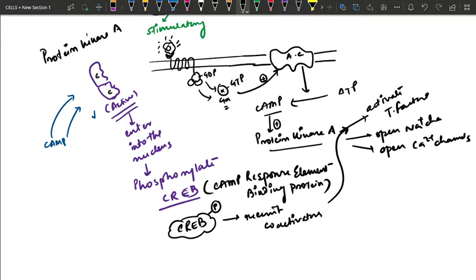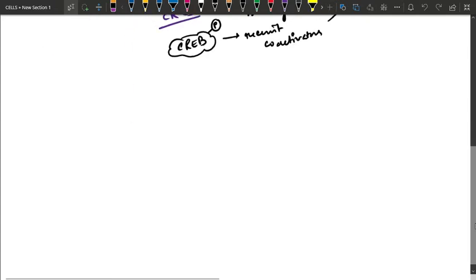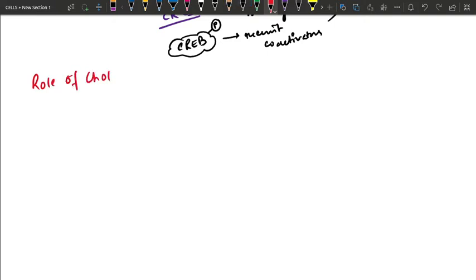When this protein kinase A is activated with the help of cyclic AMP, the regulatory subunit falls off and only the catalytic subunits are present. This is the activated form, and now it enters into the nucleus. It phosphorylates the CREB protein, that is the cyclic AMP response element binding protein, and this phosphorylated CREB recruits different co-activators and further activates different transcription factors, and as a result, transcription of different genes takes place. So that is important. Another important point is the different toxins which affect this phenomenon. Now first we'll study the role of cholera toxin.